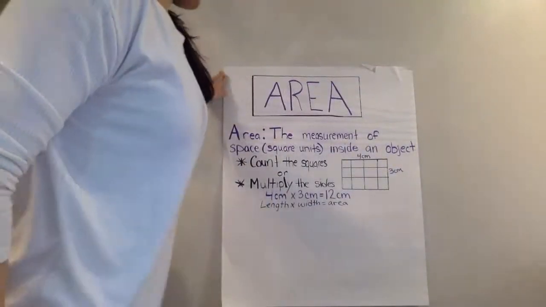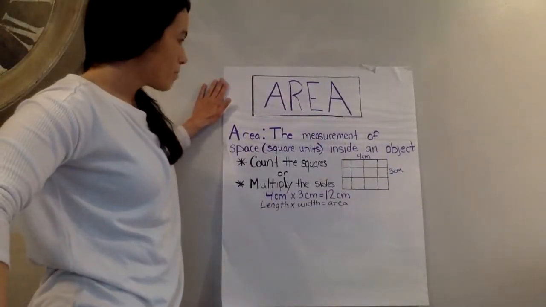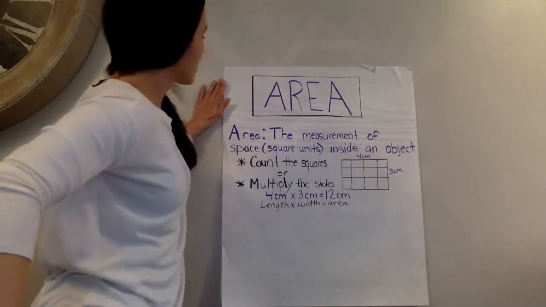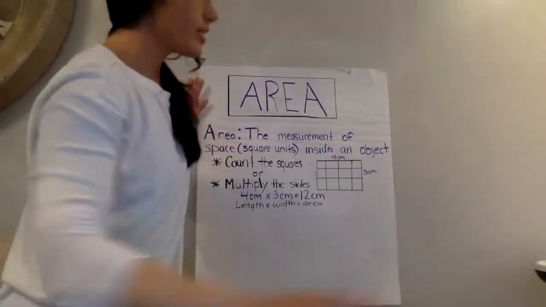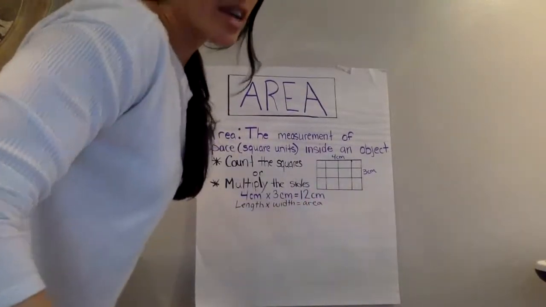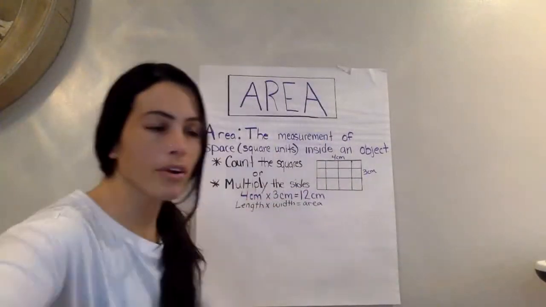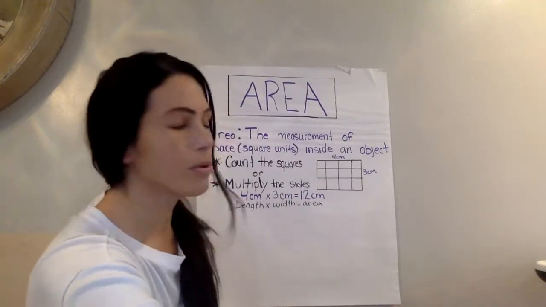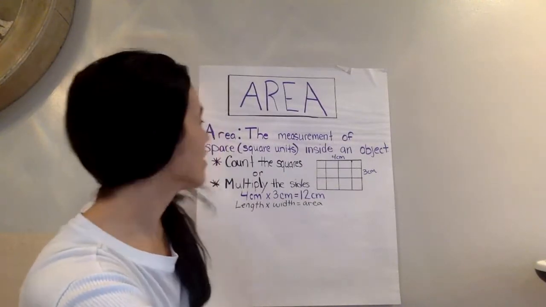So area is the measurement of space inside an object. Remember, it's the inside of a shape. So you can think of an area rug. When you put the area rug on the floor, that can help you remember what area is.